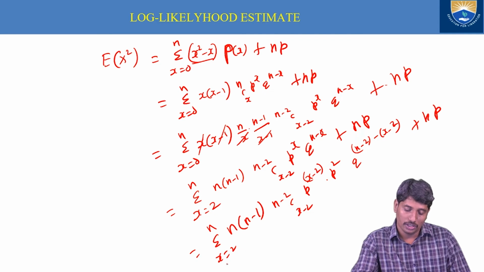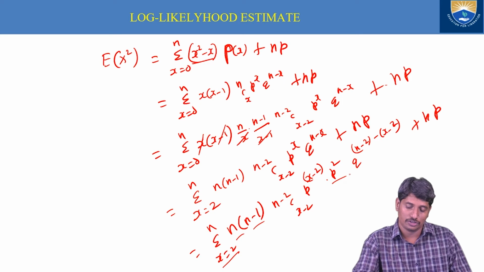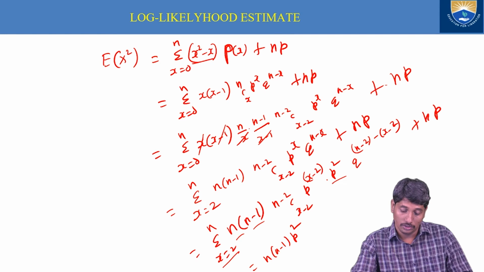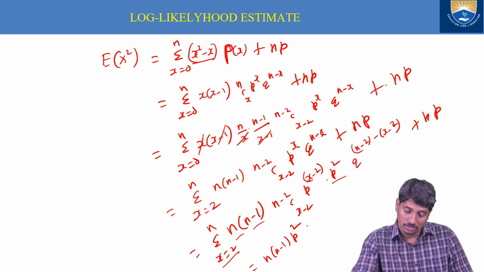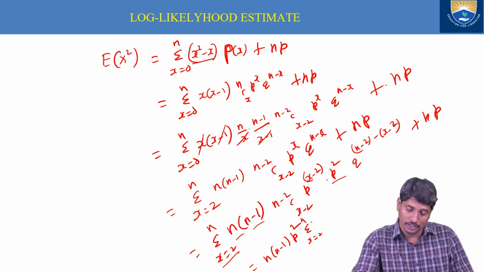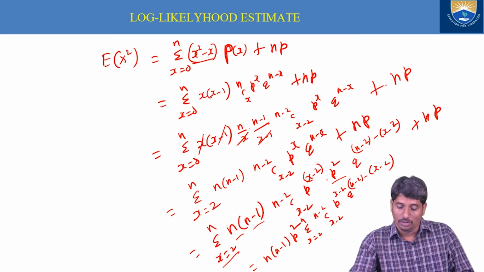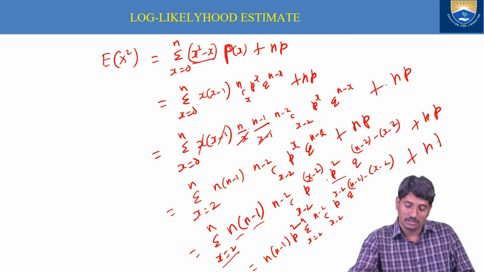So here the summation runs on x. So n, n minus 1 and p square are constants. So what we are going to get is n into n minus 1 into p square, summation x = 2 to n, (n minus 2)C(x minus 2), p power x minus 2, q power n minus 2 minus (x minus 2). Okay, plus np is as usual.